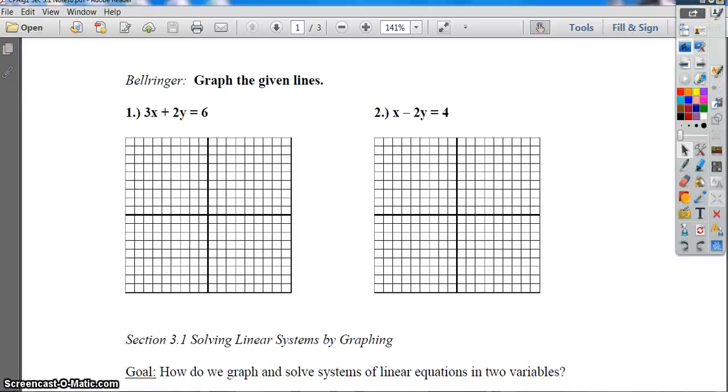Before we get rolling here in chapter 3, let's do the warm up. Okay, 3x plus 2y equals 6. We're going to graph that. Instead of solving for y, I'm going to do the intercept form.